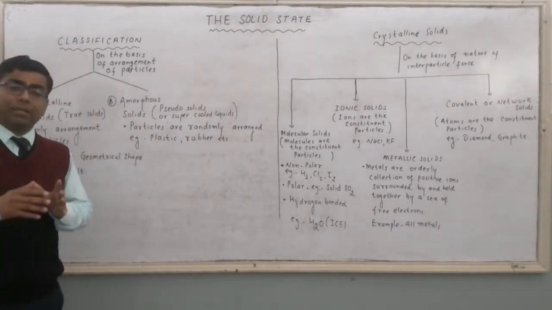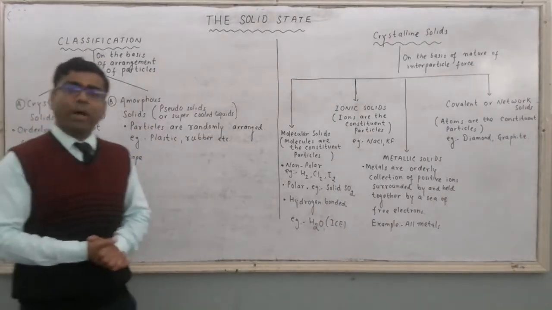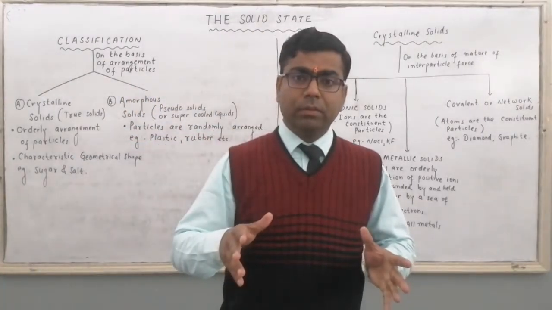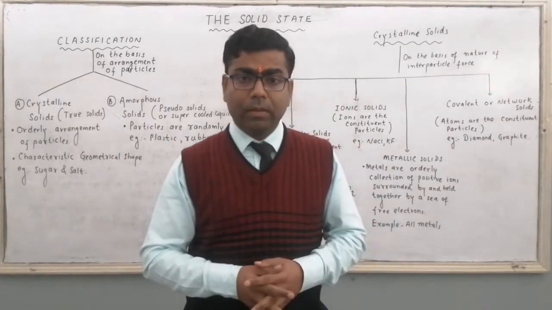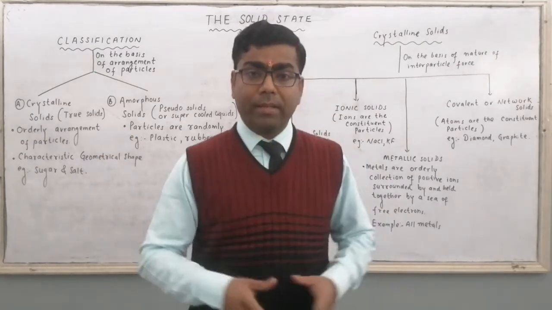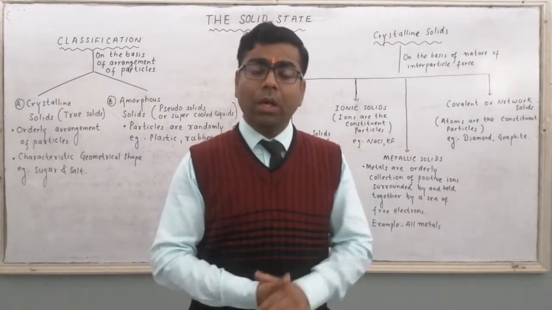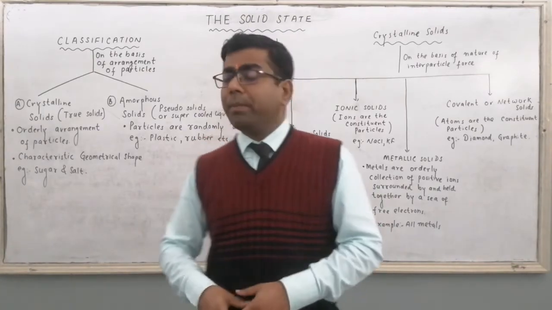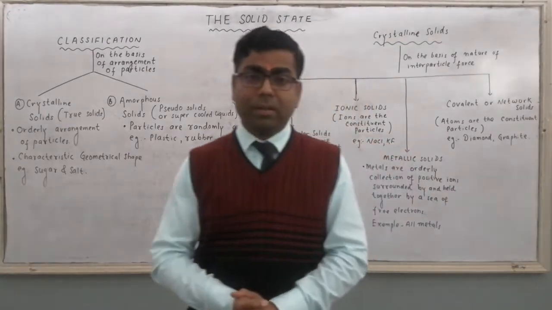They don't have characteristic geometrical shape. And if we talk about their melting point, they have a certain range in which the solid gets melted. So here they don't have sharp melting points, they have a range where the solid state will be converted to liquid state. Now in this chapter, we will completely talk about the crystalline solids because they are the true solids.